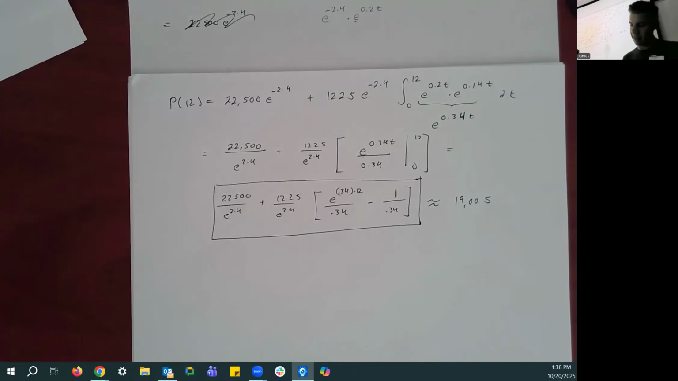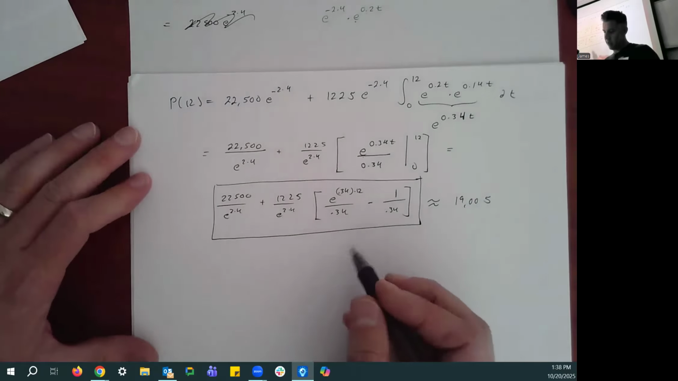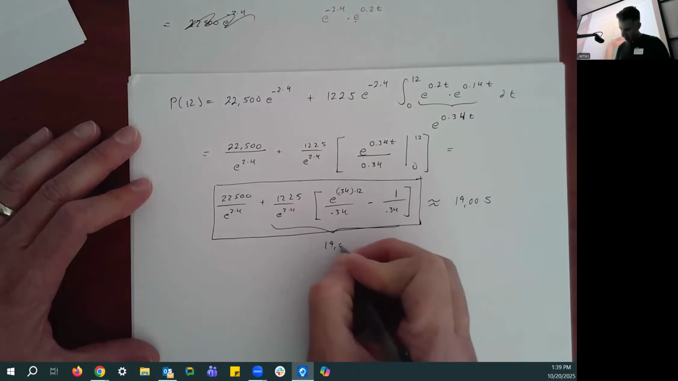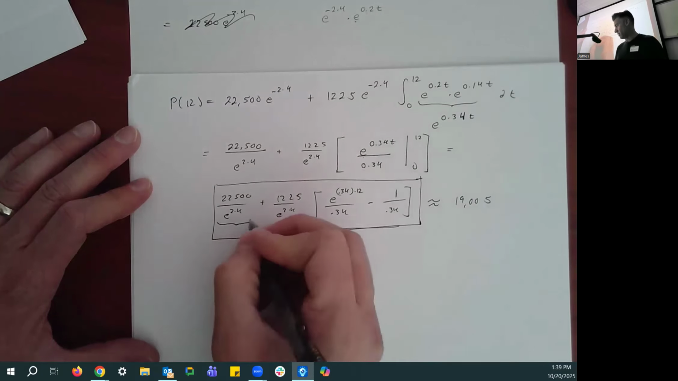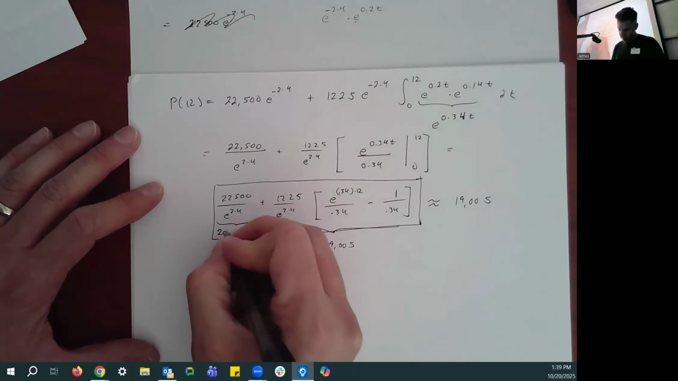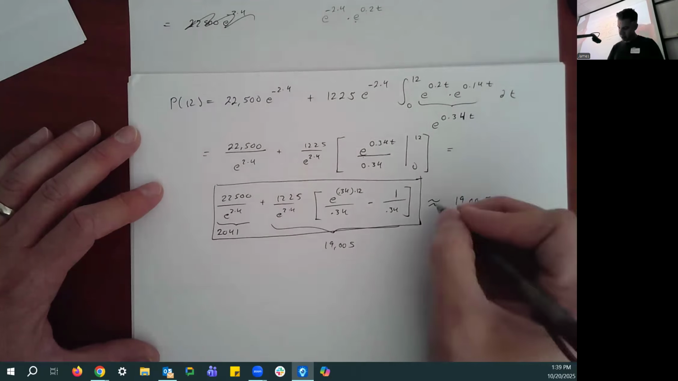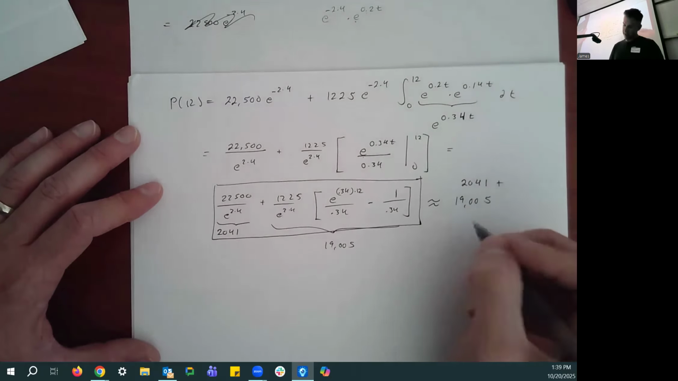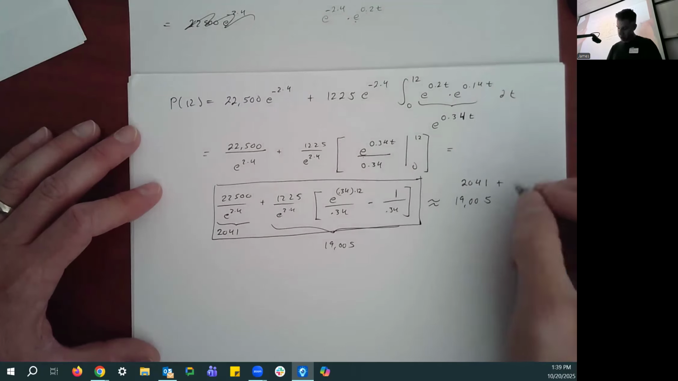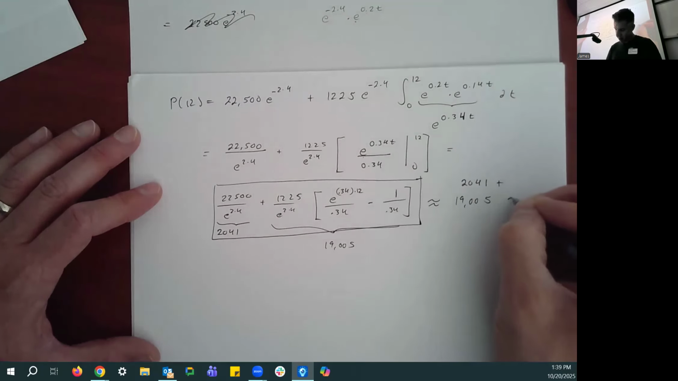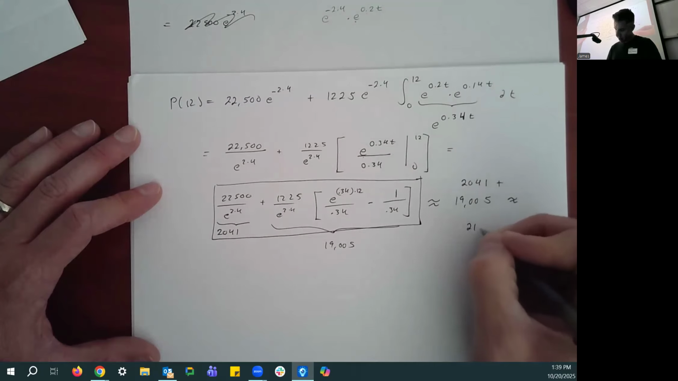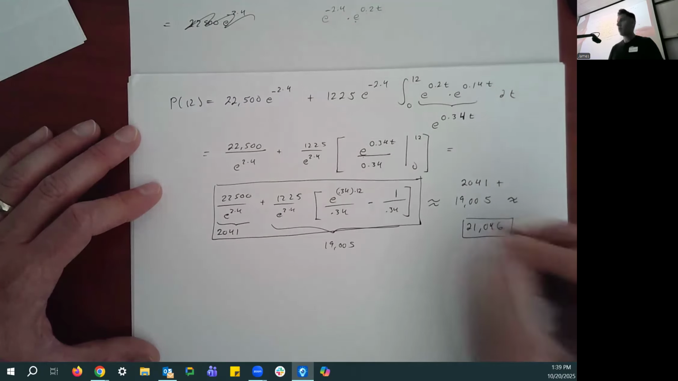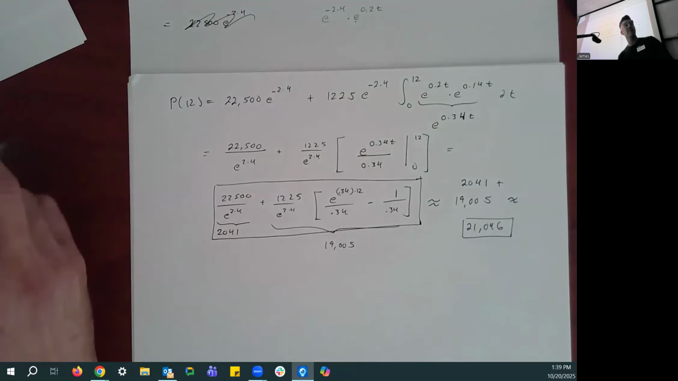Oh, except I made a mistake. Sorry. It's not a huge mistake. This part is the 19,005. This part's approximately 2041. Sorry about that. So we're actually getting approximately 2041 plus 19,005, which is still a decrease, but less of a decrease, which is going to be approximately 21,046. Okay, we didn't lose as many insects as I thought.